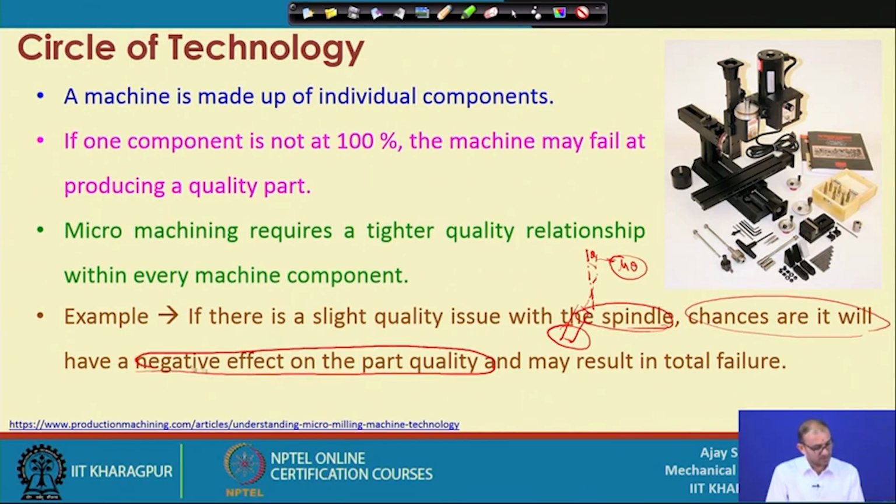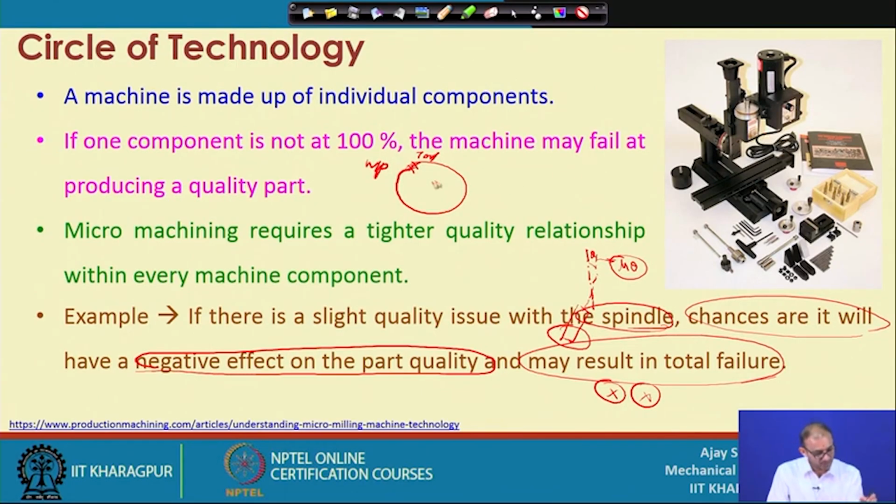Those are the quality issues, and chances are they will have a negative effect on the part. Sometimes you get the machining done, but it is not exactly as per the specification, and sometimes it is a total failure. Either the workpiece is not acceptable and the tool is also broken before you do further operation on the component. So, circle of technologies means you need a full circle here. So, this is your machine, this is your tool and this is your workpiece. Both things should match.